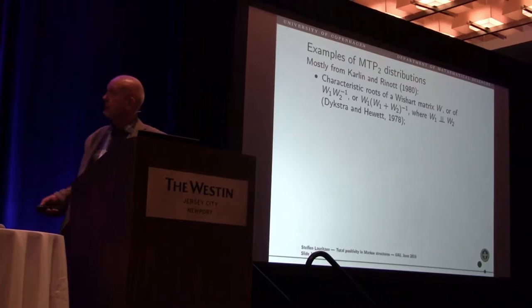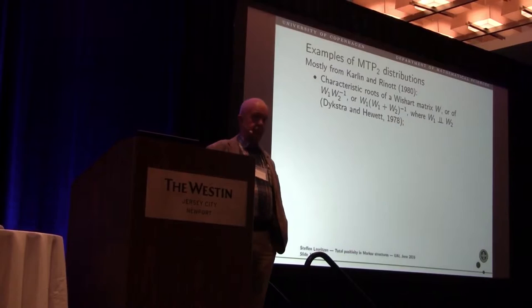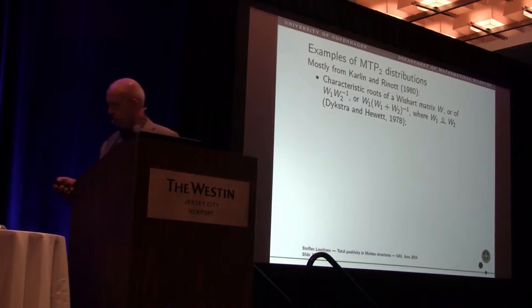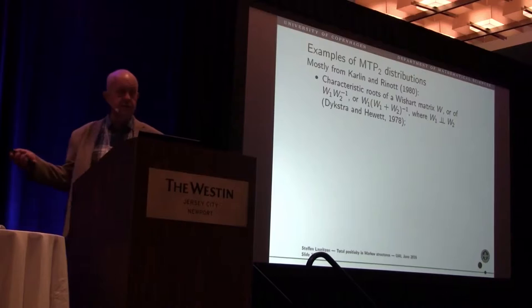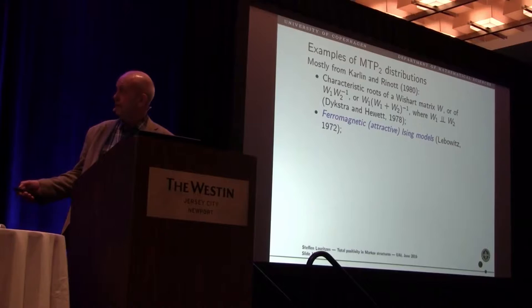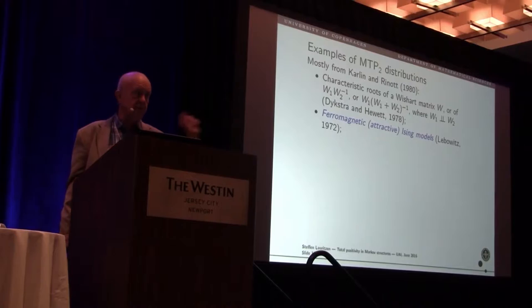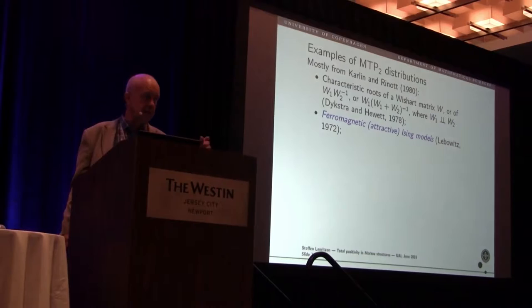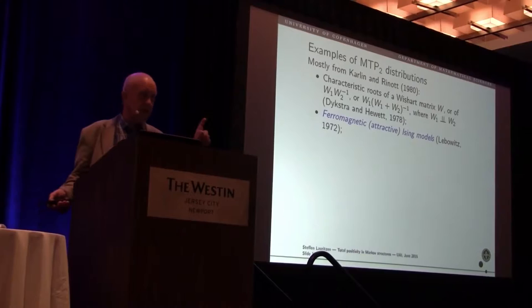Now, are they rare or are they common, such distributions? It's a very strong assumption that all associations are positive, but actually there are a huge number of examples that are MTP2. Some of them are classic statistics, like the eigenvalues or characteristic roots of Wishart matrices. But I think in particular, one that would interest this community is any ferromagnetic Ising model. That is binary models with pairwise associations, and if all the pairwise associations are non-negative, that's called an attractive Ising model, and such models are always MTP2.